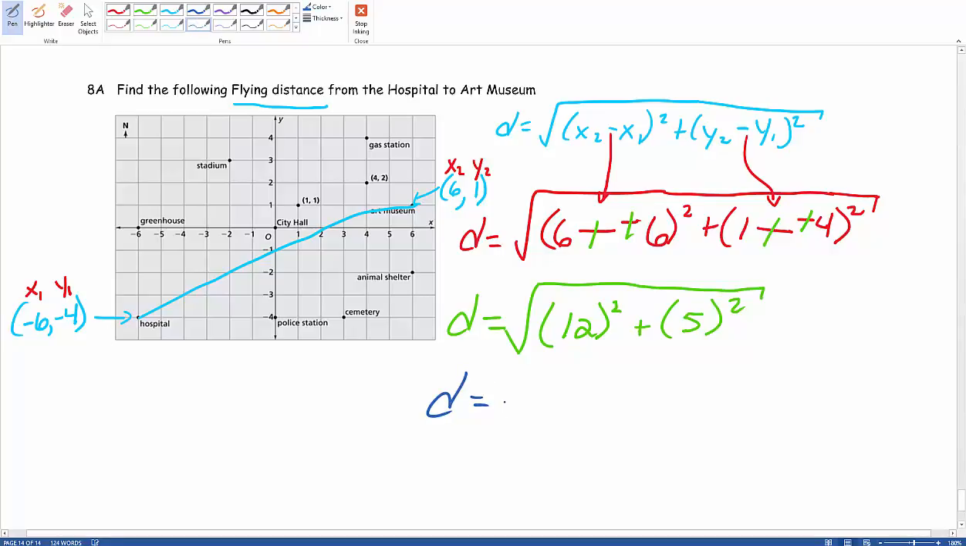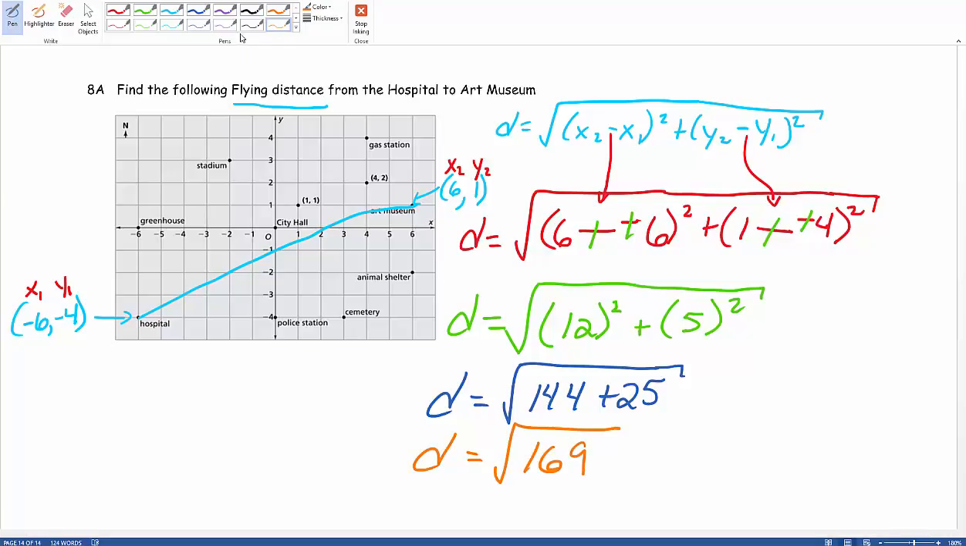Then our distance is equal to the square root of 12 squared, which gives us 144, plus 5 squared, which gives us 25. Combining these two together, we end up with d is equal to the square root of 169. And then lastly, we just have to take the square root of 169. So this distance comes out to be 13. So this flying distance specifically comes out to be 13. Again, though, that is our chapter 1, target 4, problem 8a.